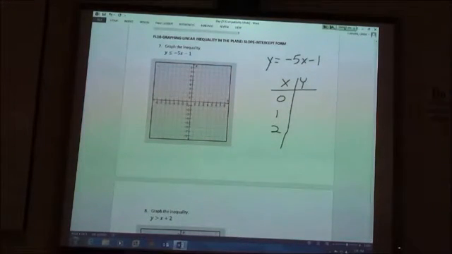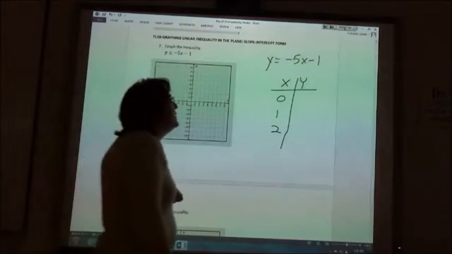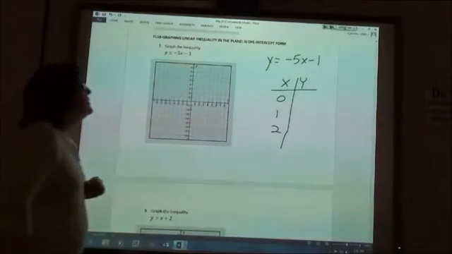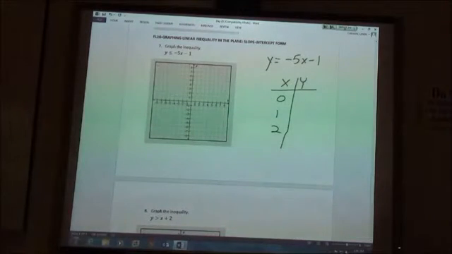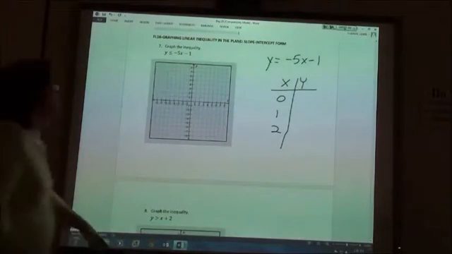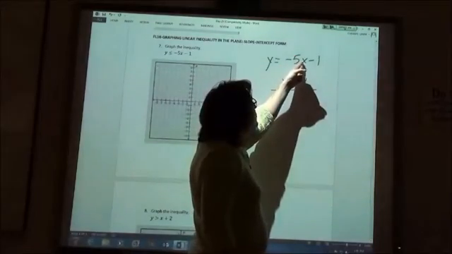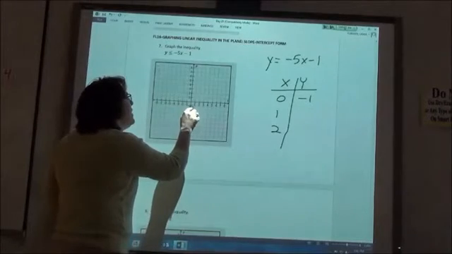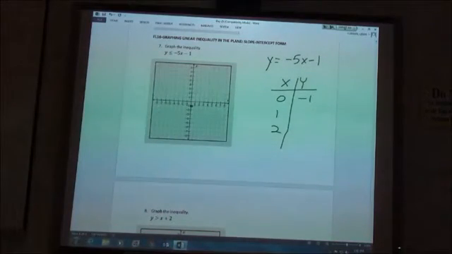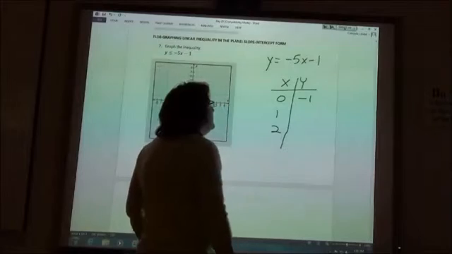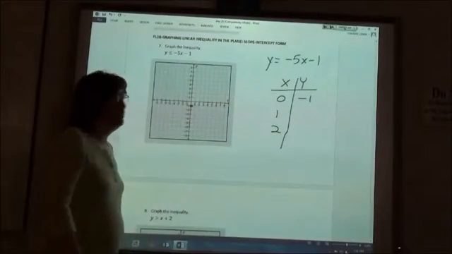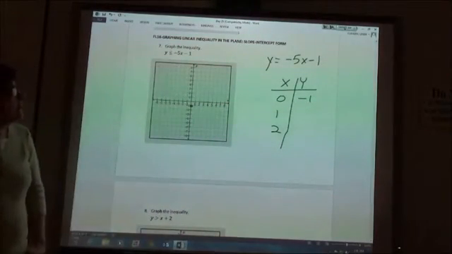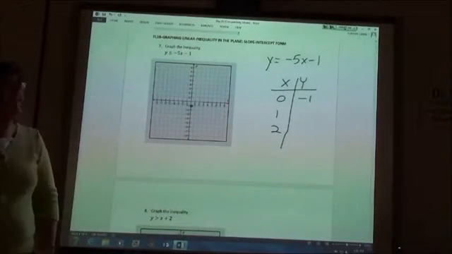If x is 0, what did we get for y? Negative 1. Negative 5 times 0 is 0, and 0 minus 1 is still minus 1. We knew that should be our y-intercept anyway. It's going to touch our y-axis at minus 1. If we put 1 in for x, what are we going to get?